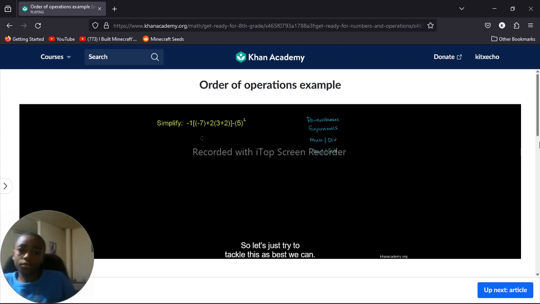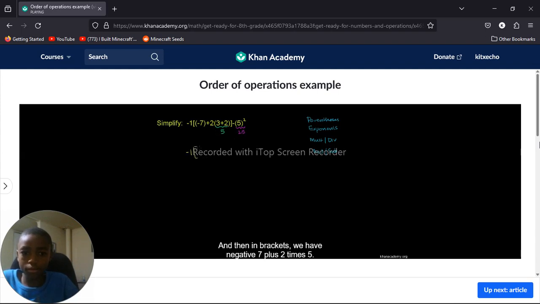So let's just try to tackle this as best we can. First, let's do the parentheses. We have a 3 plus 2 here in parentheses, so we can evaluate that to be equal to 5. And we could do other things in other parts of this expression that won't affect what's going on right here in the parentheses. We're subtracting a 5 squared, and we want to do the exponent before we worry about it being subtracted. So this 5 squared over here, we can rewrite as 25. And so let's not do too many steps at once.